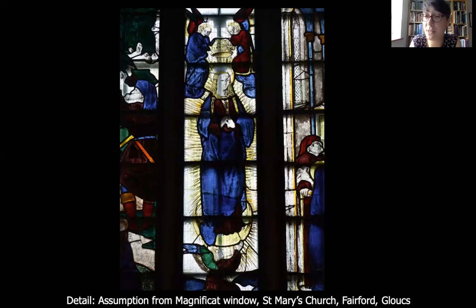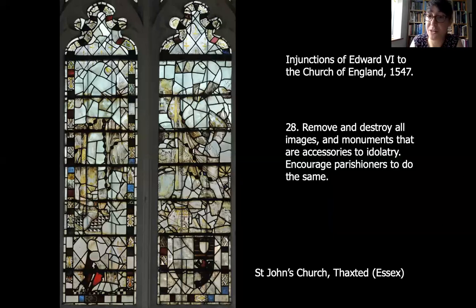So in 1547, the boy king Edward VI came to the throne, and he passed a new injunction which specifically said to remove and destroy all images and monuments that are accessories to idolatry, and encourage parishioners to do the same. And this really was the period in which parish communities took it upon themselves to destroy some of the figures, and attacks on figures and other images like the Trinity were the most common.